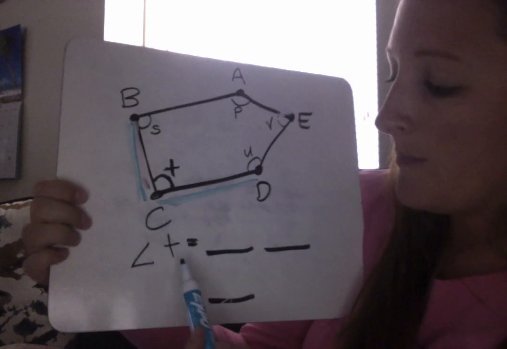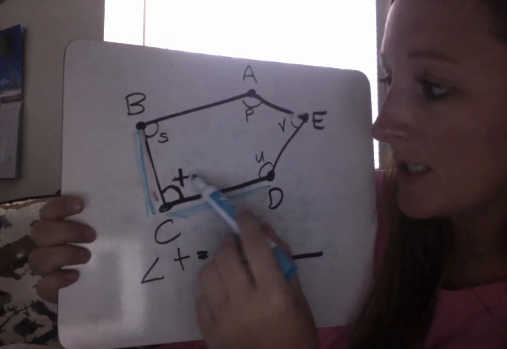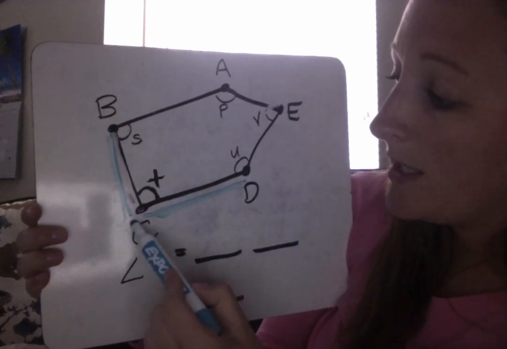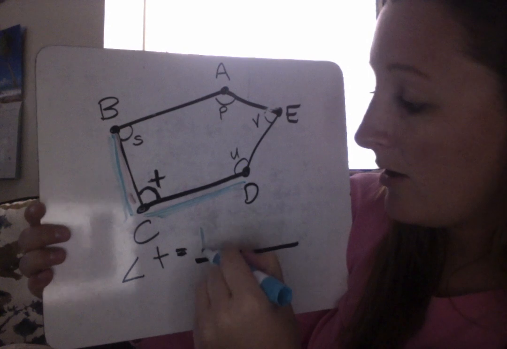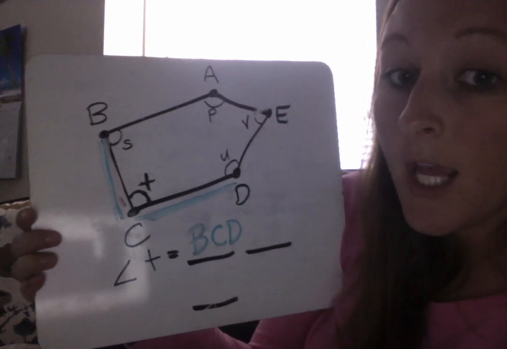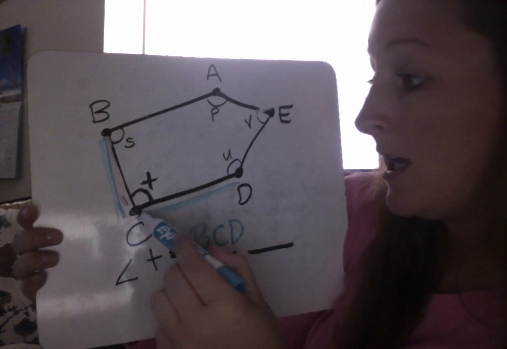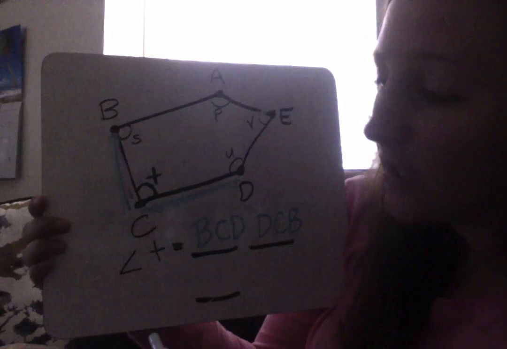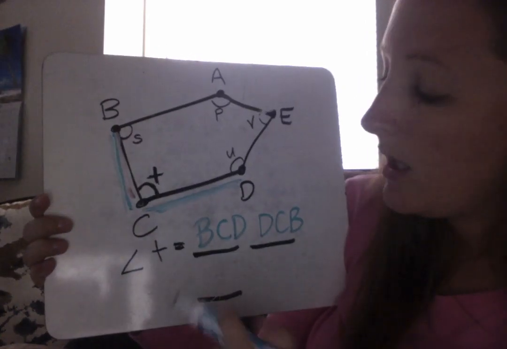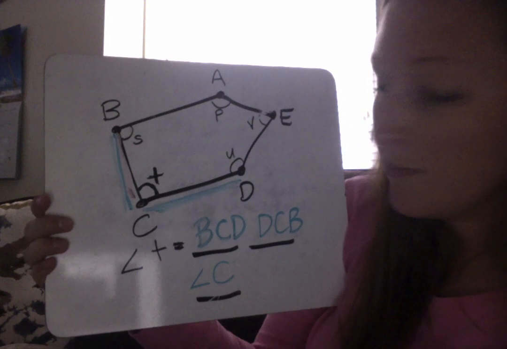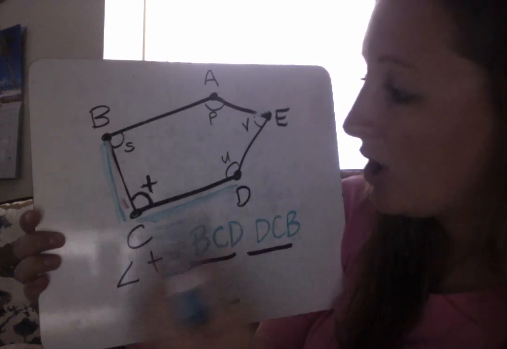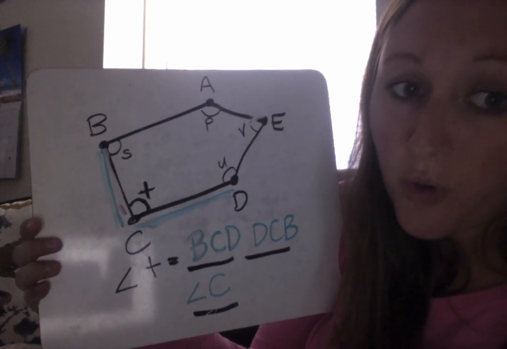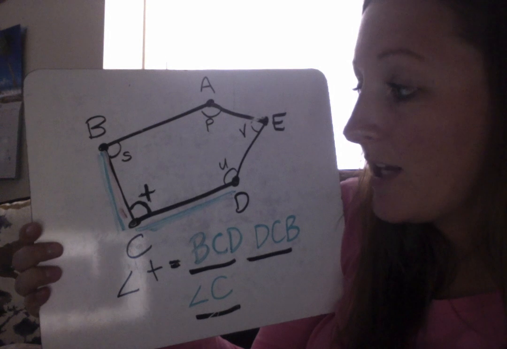So angle T could be named angle T because it's the little t. It could also be named angle BCD because C's in the middle. BCD. It could also be named angle DCB. Or we could just name it angle C. So this angle, based on this picture, has 4 different names. So that is why it's important for you to know how to give an angle all of its names.